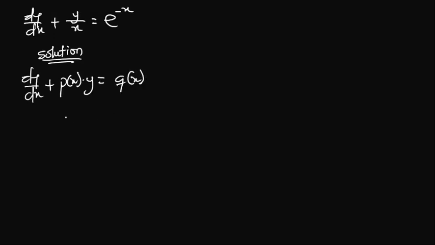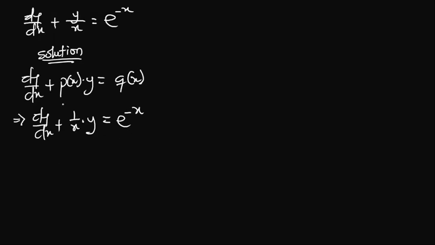Now, if we compare this to this, we can rewrite the equation we have been given as dy/dx plus, making the y stand alone, 1 over x multiplied by y is equal to e raised to the power negative x. So in this case, this and this are now very similar to each other.